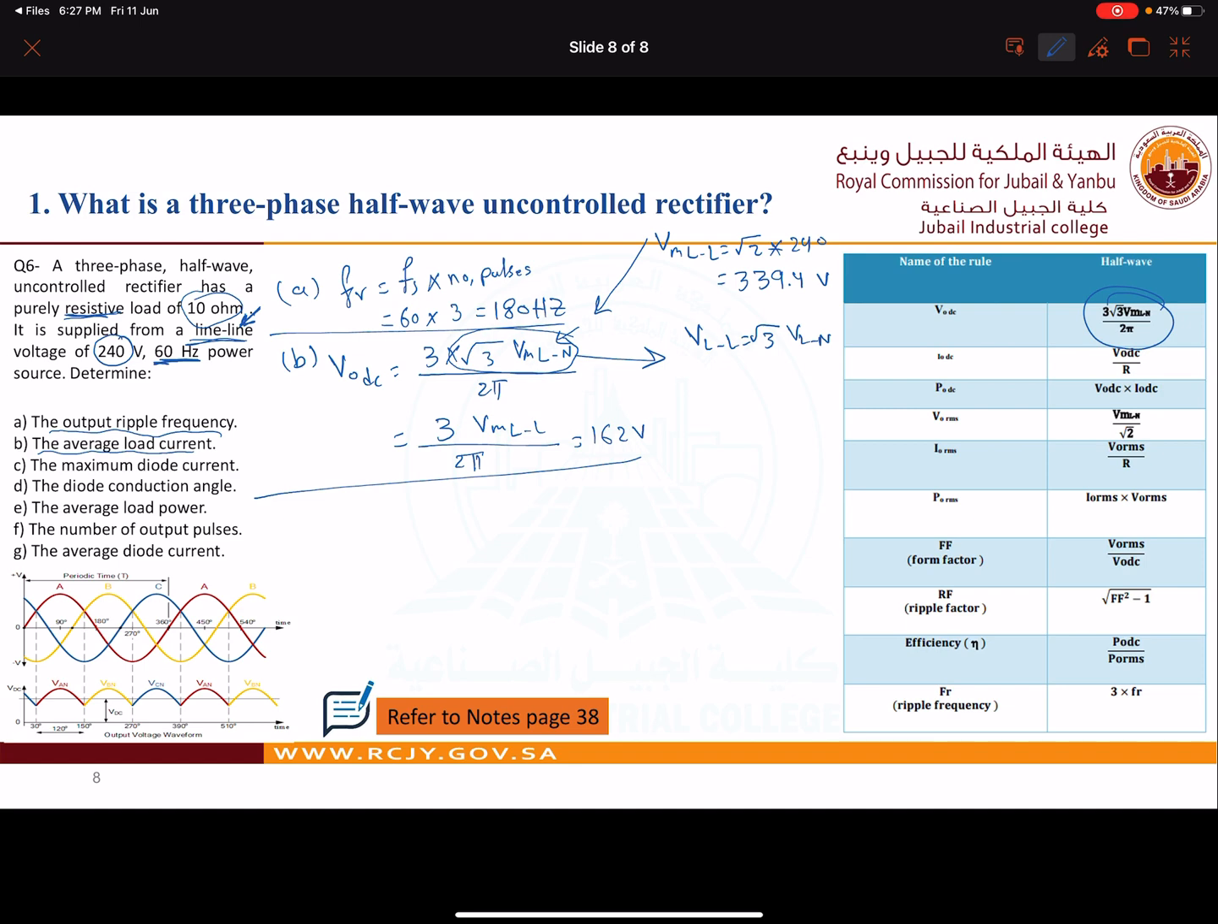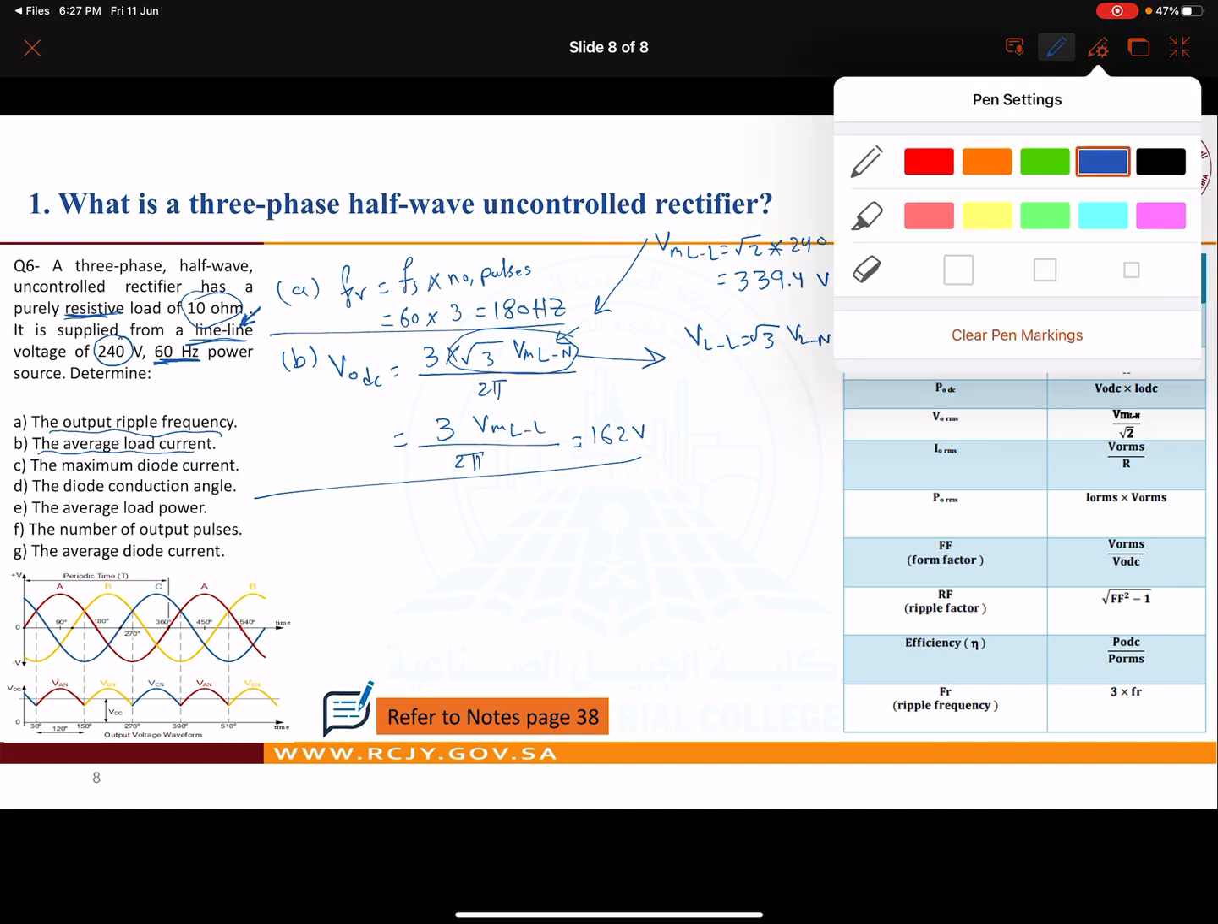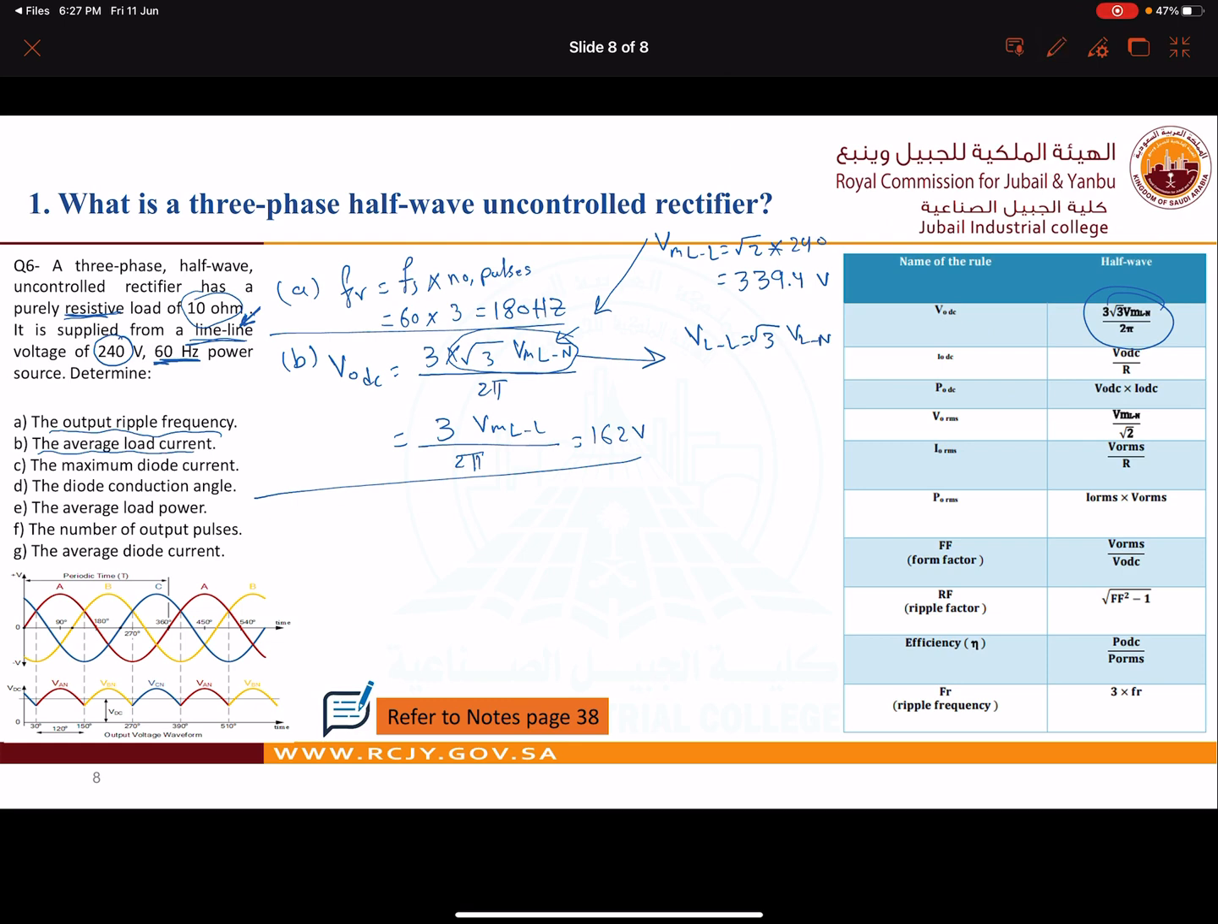Now let us see the current. We did not finish because we need to find the current. Current I out DC is equal to 162 divided by R, which is 10. So it is equal to 16.2 ampere. Now this is done. You can see the formula here, and this is from Ohm's law.